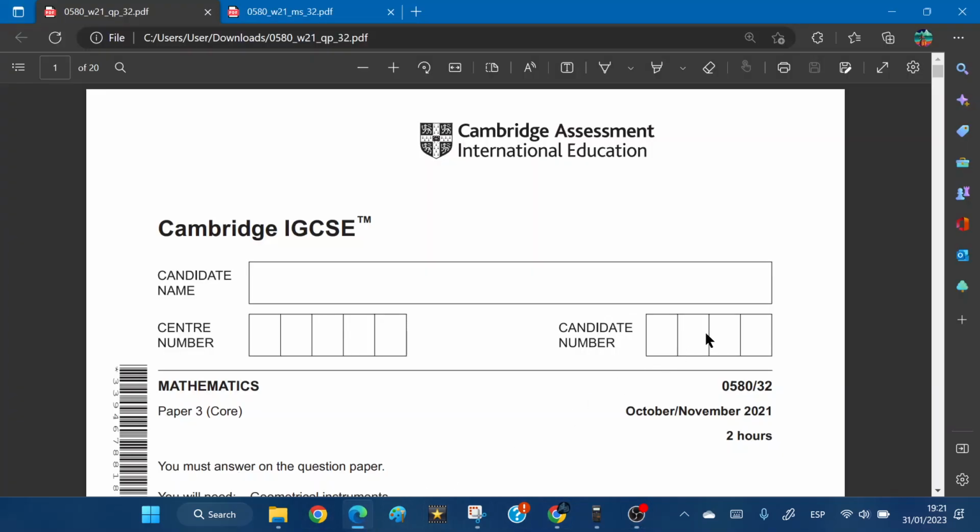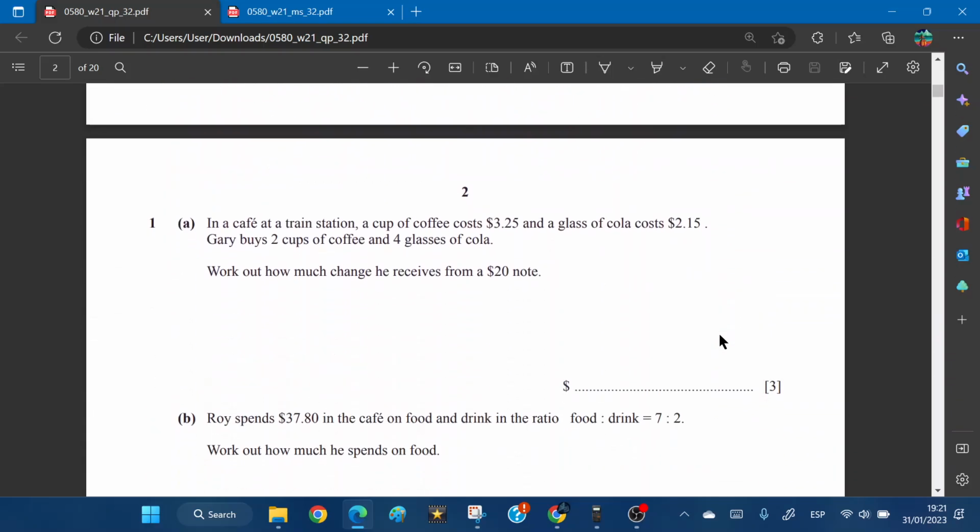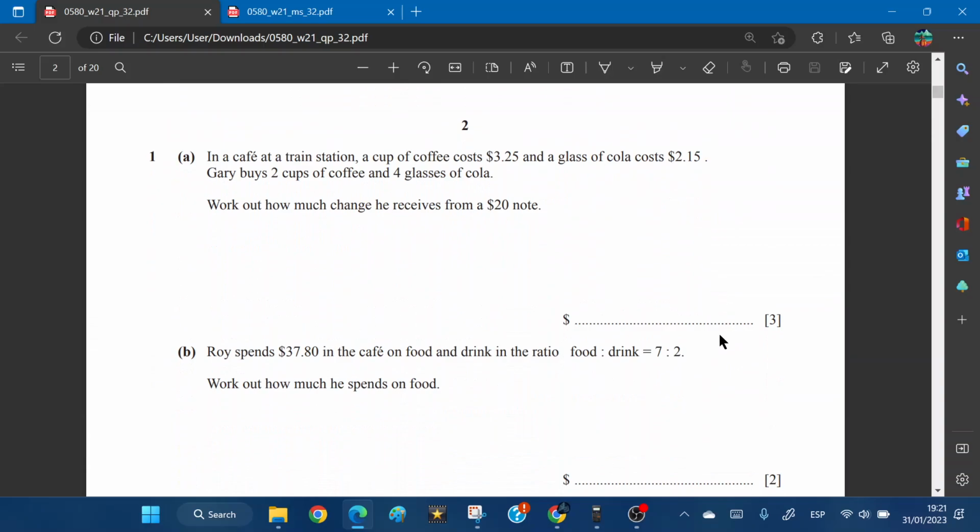Right, we're going to have a go at this Cambridge Maths Paper 3 core from October, November 2021. 2 hours. Let's see how quick we can do this one. First one, they're selling a cup of coffee that costs $3.25 and a glass of cola that's $2.15. Let's write that down.